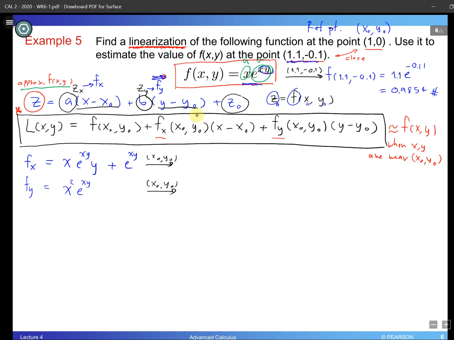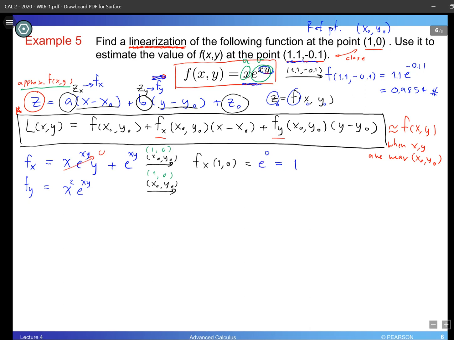Alright, it's going to be (1, 0) and (1, 0). So let's plug these numbers in, and we are going to get f_x at (1, 0) is going to be equal to, okay, alright, so 0 goes in here, it's going to go to 0, and 1 and 0, so we are going to have this e to the power of 0, and it's going to be equal to 1.